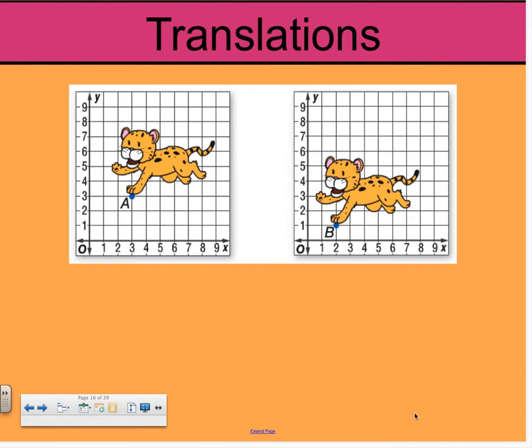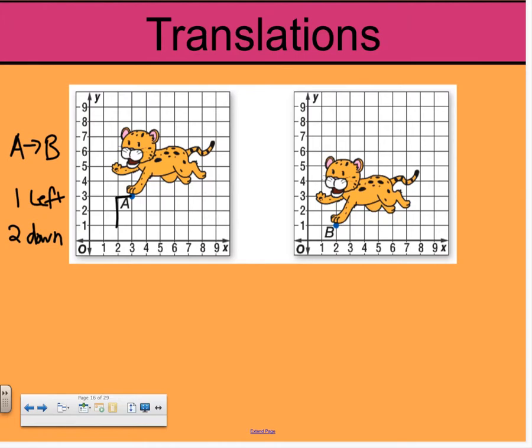If I am translating, it's very important to know that they want us to go from A to B. Because if they asked us to go from B to A, the directions would be completely different. They would be opposite. So pay attention to what direction. And I realized that to get from A to B, I have to go over 1, or 1 to the left. And I have to go down 2, or 2 down.